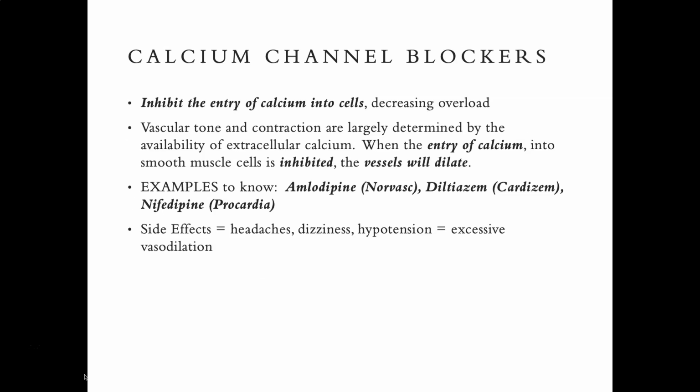Another type of antihypertensive is a calcium channel blocker. Calcium channel blockers inhibit the entry of calcium into cells. Just exactly what they sound like. They block calcium from getting into cells. When the entry of calcium into smooth muscle cells is inhibited, the vessels will dilate. Okay, so think about that. If you prevent calcium from getting into those smooth muscle cells, the vessels will dilate. That's why it helps with hypertension. You want to keep that calcium out.